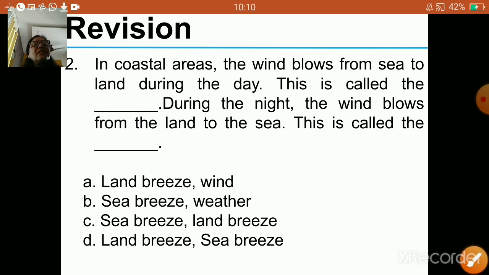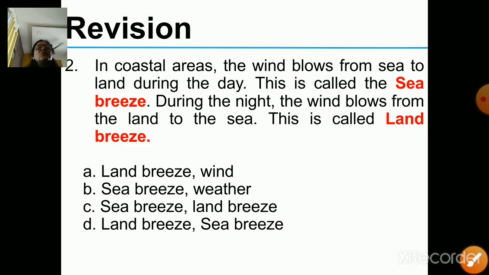Okay, let us see. Look here. So if you apply C option, you will get answers like this. In coastal areas, the wind blows from sea to land during the day. This is called the sea breeze. During the night, the wind blows from the land to the sea. This is called land breeze. So this is the correct answer. Okay, children, so you have to mark C option, right?